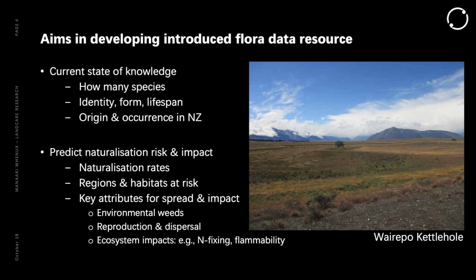We're also interested in acquiring and understanding key attributes for predicting spread and impact, understanding which species in this whole list of the flora become environmental weeds, for example, and what differentiates those from the rest of the flora. We're thinking about reproductive and dispersal mechanisms to better understand the potential spread of species that are present but maybe not widespread, and also which kinds of attributes we could add into this database that could be important for understanding potential ecosystem impacts, such as nitrogen fixers or flammability traits of species.